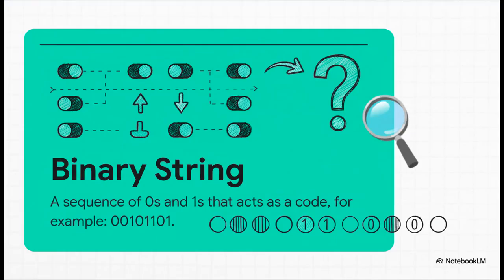And that secret code? It's what we call a binary string. It's really just a sequence of zeros and ones. You can think of it like a row of light switches. Some are on, some are off. This string is the secret, we'll call it S, that we are trying to find.